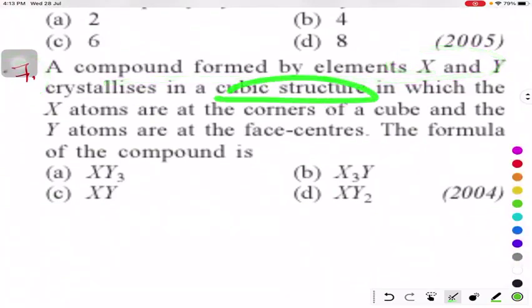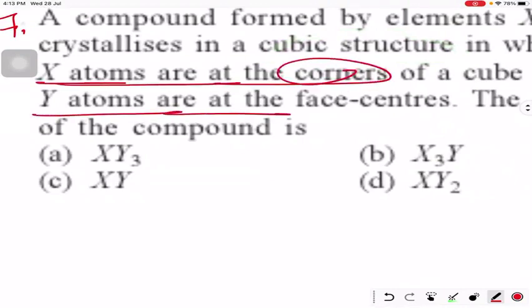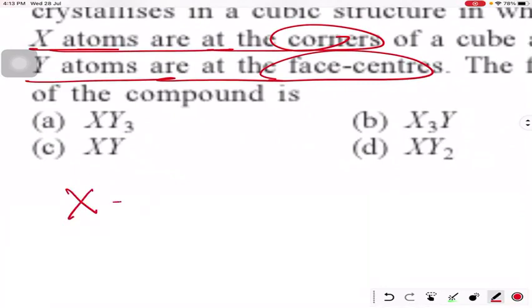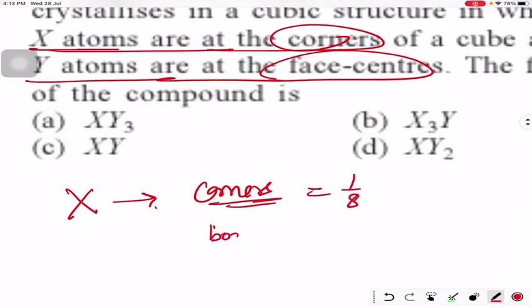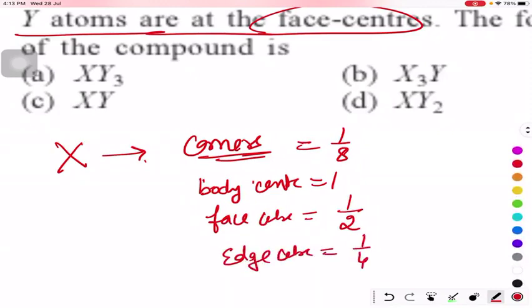Okay, so you have to find the formula. So just focus on it. X atoms are at corners and Y atoms at face centered. So X atoms at corners, per corner contribution is 1 by 8. Per body center contribution is 1, and per face center contribution is 1 by 2. Per edge center contribution is 1 by 4. Just multiply it by the total atoms, total corners, total body center, total face center, total edge in the cube.